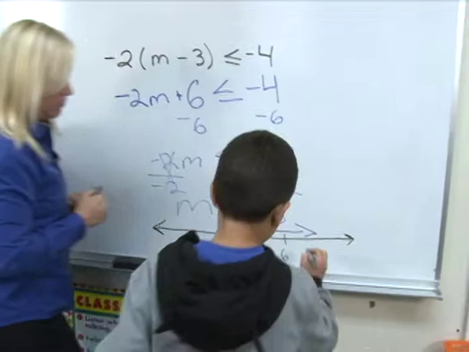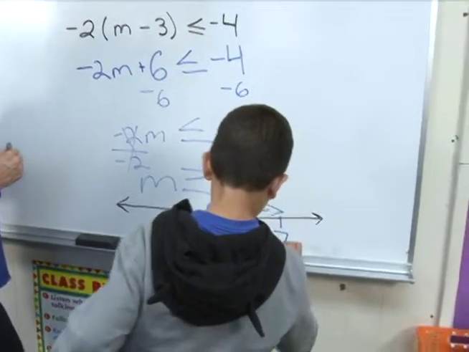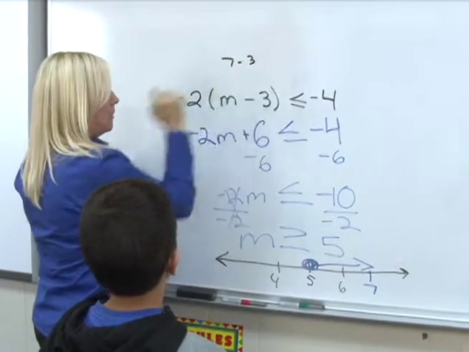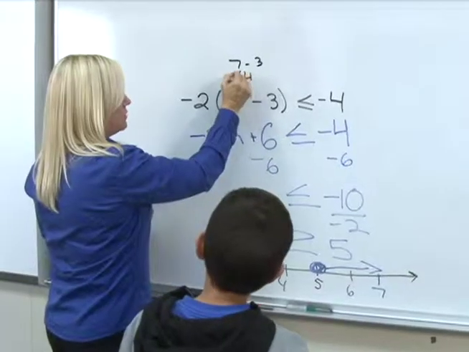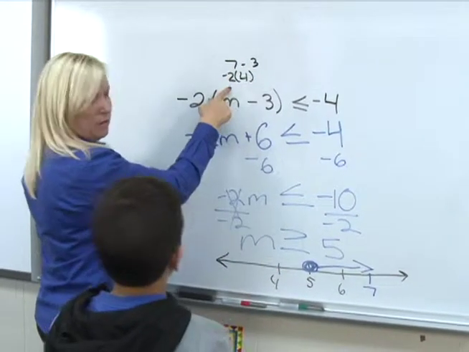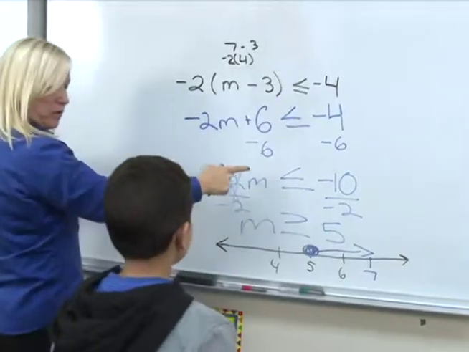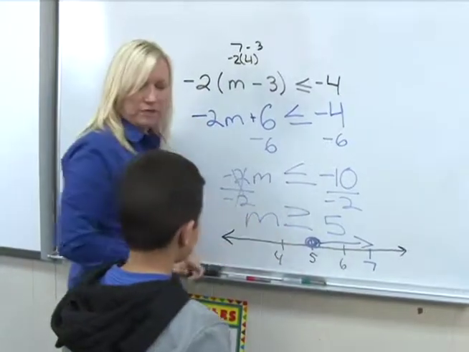And the good way to check is pick a number over here. Give me a number over here on the side that you say. 7. Okay. If I plug 7 in here, what's 7 subtract 3? 4. Okay. 4 times -2 is -8. Is -8 less than -4? Yes, because -8 is way over here, right? So that's how you know that your graph is correct.